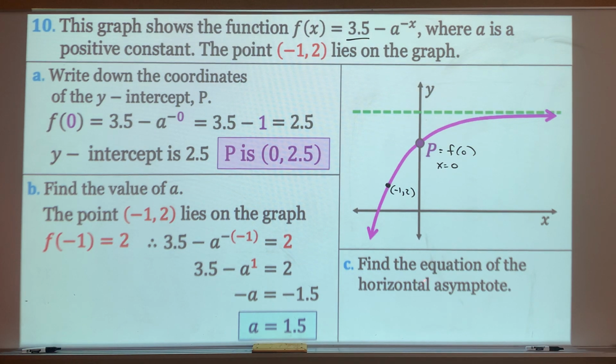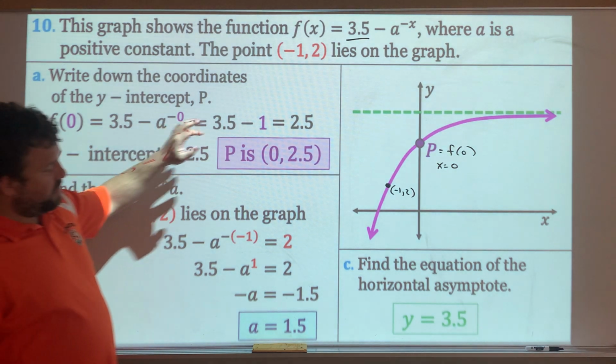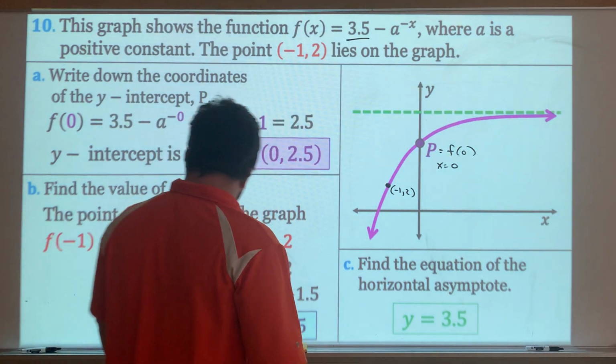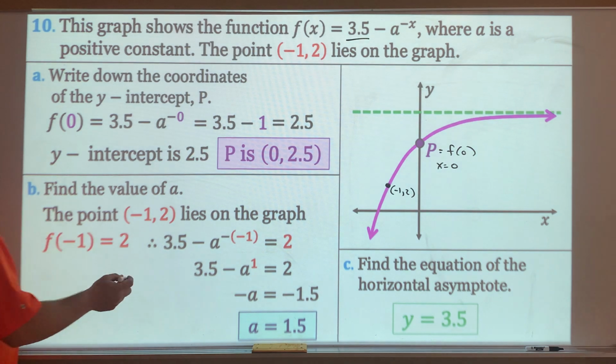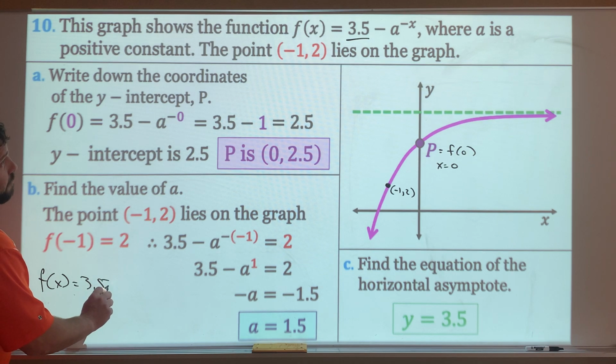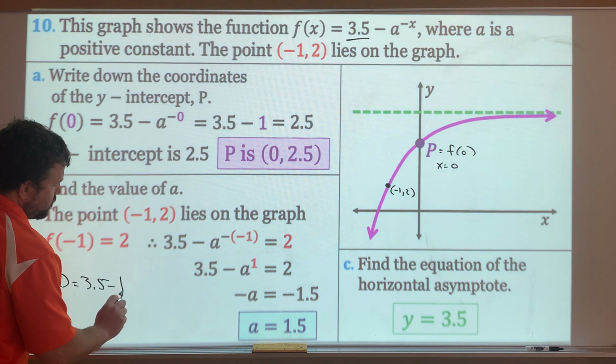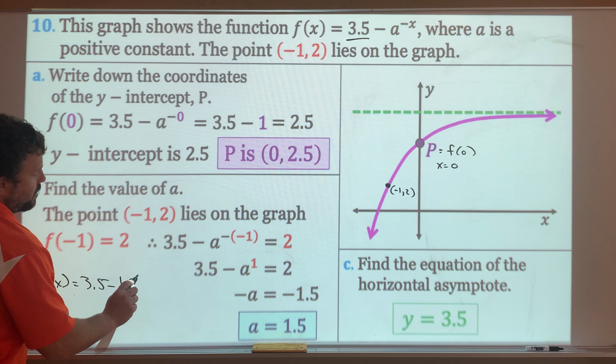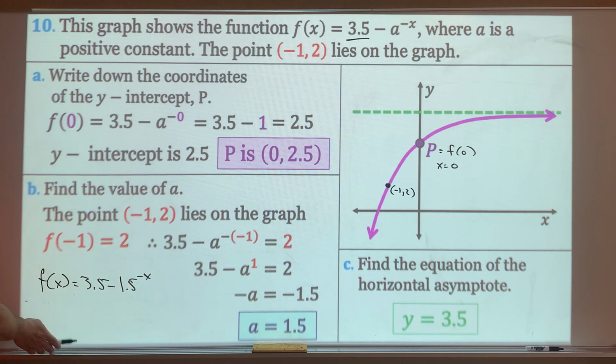What's the equation of the horizontal asymptote? Oh, we said this before. That was easy. Y equals 3.5 because it's right here. And if we wanted to do the actual equation of the graph, you could say f of x, and they didn't ask this, equals 3.5 minus a, which is 1.5 to the negative x. All right? And you're able to do this as a calculator because you already have your k.